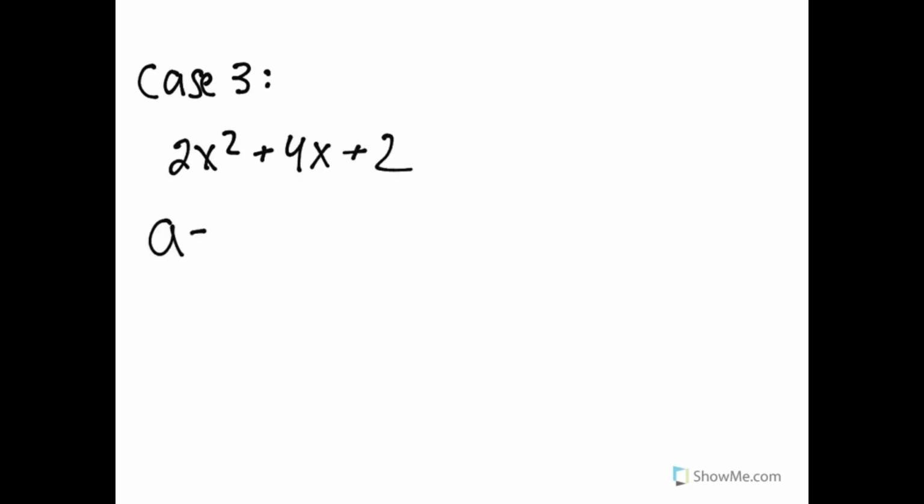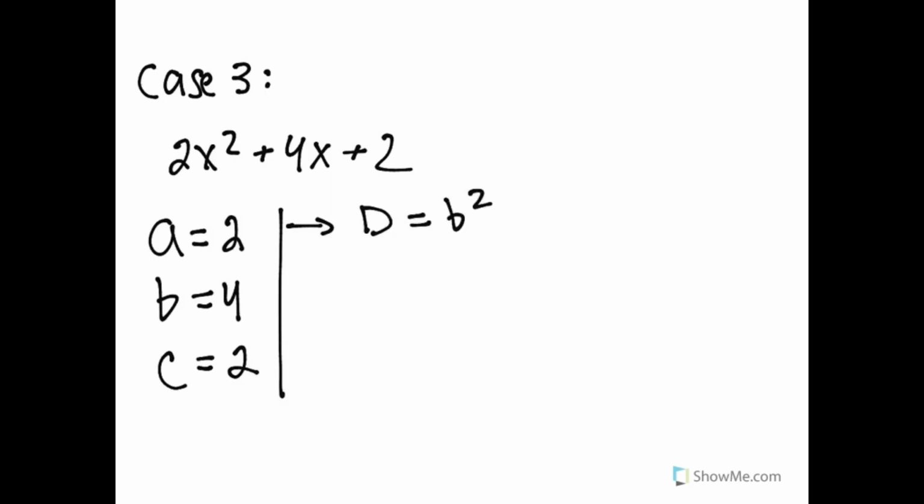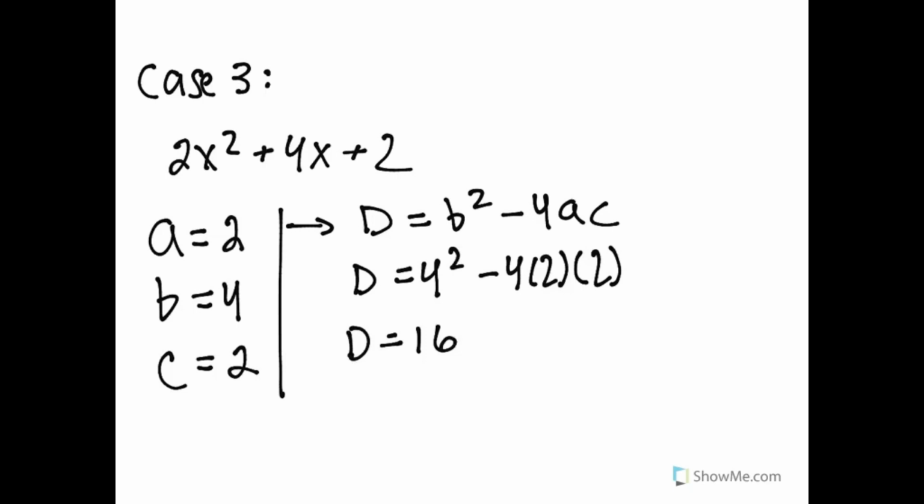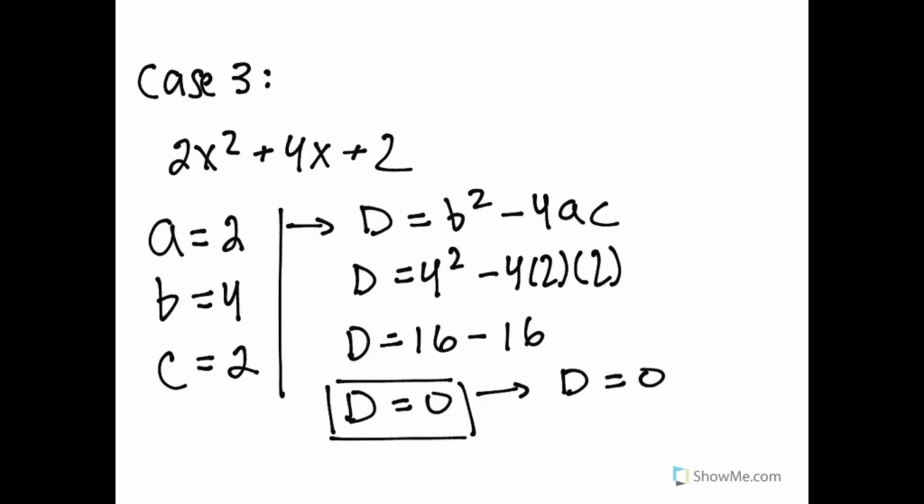The final case, we have this example: 2x squared plus 4x plus 2. So in this case, a is equal to 2, b is equal to 4, and c is equal to 2. So here, if we calculate our discriminant, b squared minus 4ac, we get 4 squared minus 4 times 2 times 2, so d equals 16 minus 16, and d is equal to exactly 0. So this is the third case of what your discriminant can be, which is exactly 0. And in this case, you have one solution.